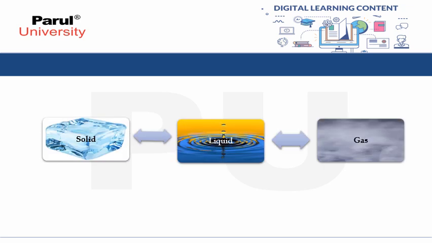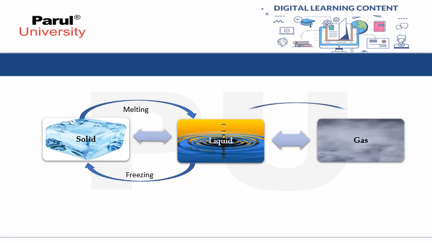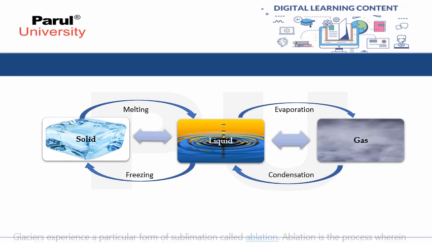Water is present in three forms: solid, liquid, and gas. When solid converts into liquid, that process is known as melting. When liquid converts into solid, that is known as freezing. When liquid is converted into the gaseous phase, that is evaporation. When gas is converted into the liquid phase, that is called condensation.